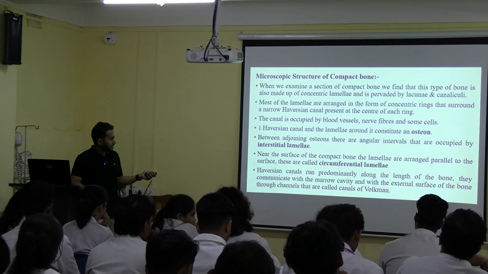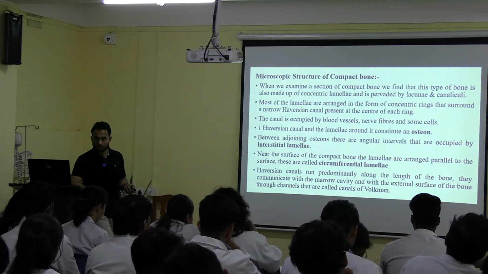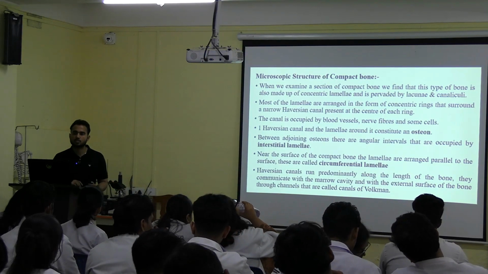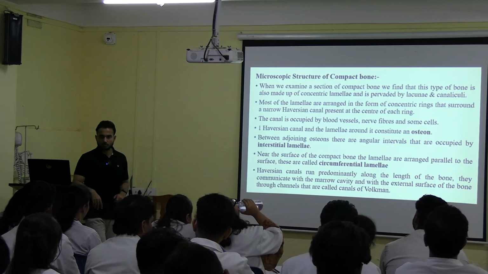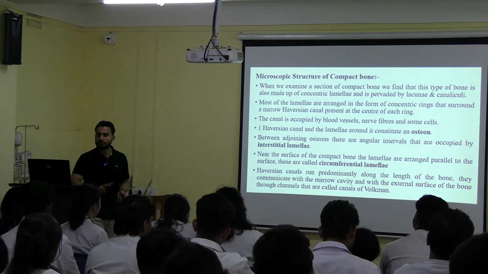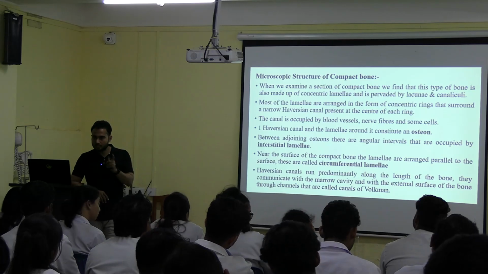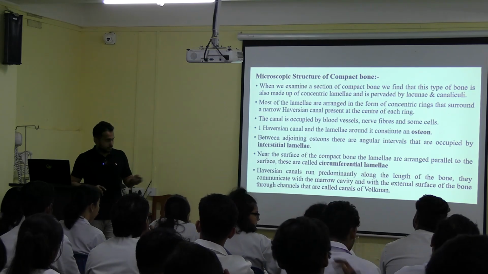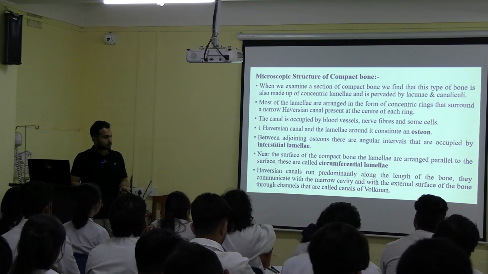Next, near the surface of the compact bone, the lamellae are arranged parallel to the surface, or you can say parallel to the periosteal layer, and these are called circumferential lamellae. So how many types of lamellae are there? We have seen three types in compact bone. What are they? First concentric lamellae, then interstitial lamellae, and then circumferential lamellae.